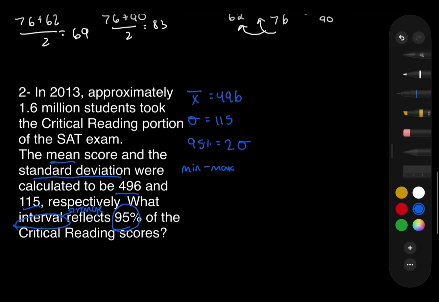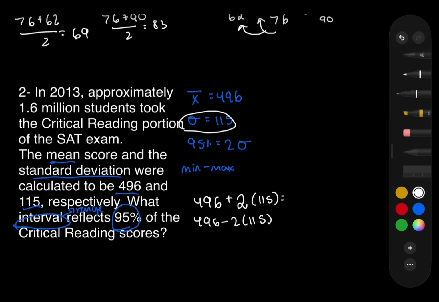So what you can do is take our mean, 496, add it to 2 standard deviations. So if one standard deviation is just 115, if we take 2 standard deviations, we're doubling it. So we do 2 times 115. And we do the same thing if we want to find the minimum. We do 496 minus twice the standard deviation. And if we calculate that, we're going to get 726 for our maximum and 266 for our minimum. And that's simply our range, from 266 to 726.